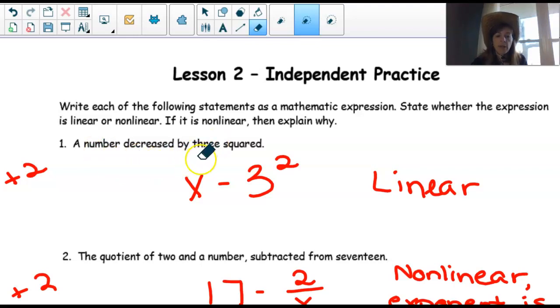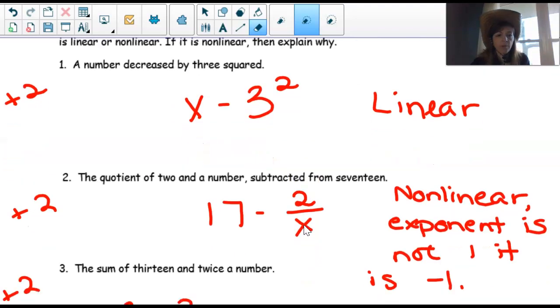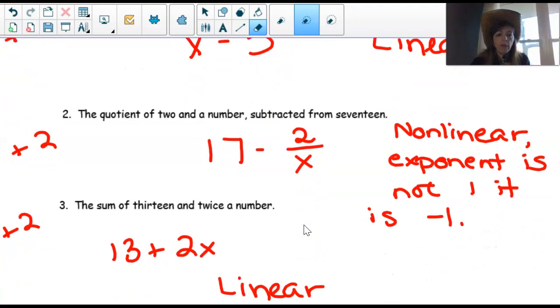A number decreased by 3 squared. If you had written 9, it would have counted right. That was linear because the exponent with the x is 1 with your variable. The quotient of 2 and a number, so that's 2 over x, subtracted from 17. It's nonlinear because that exponent is -1, because that x is in the denominator.